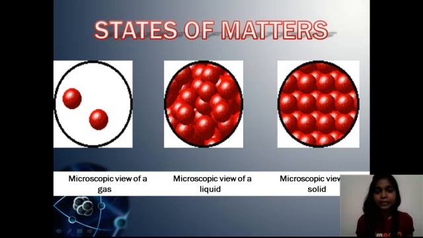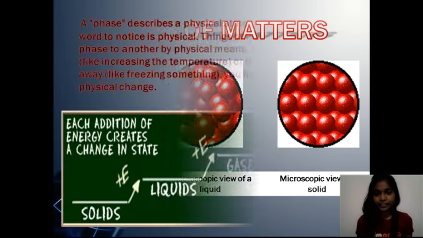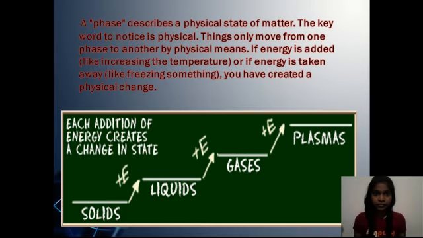States of matter. The primary states of matter or phases are gases, liquids, and crystalline solids. A phase describes a physical state of matter. The key word to notice is physical. Things only move from one phase to another by physical means. If energy is added or taken away, a physical change happens.